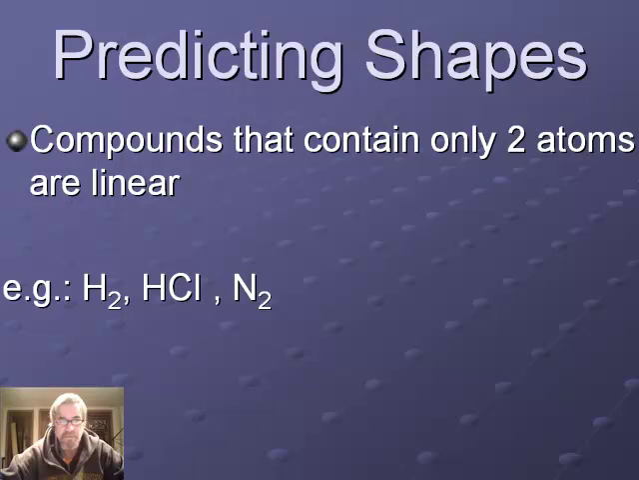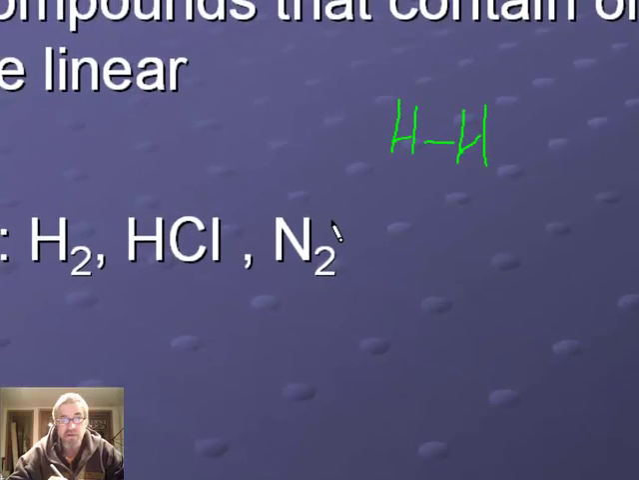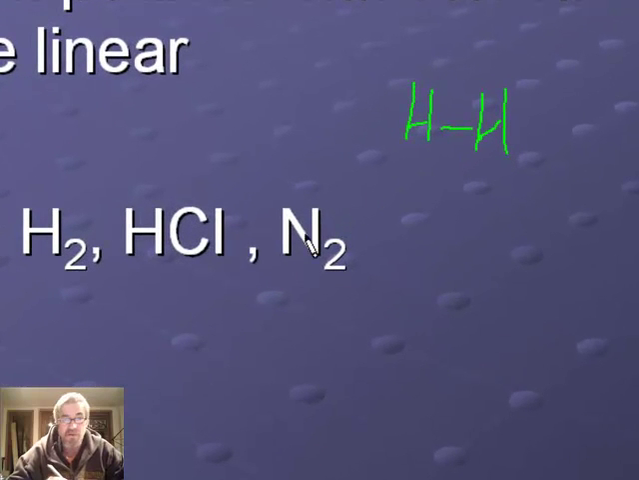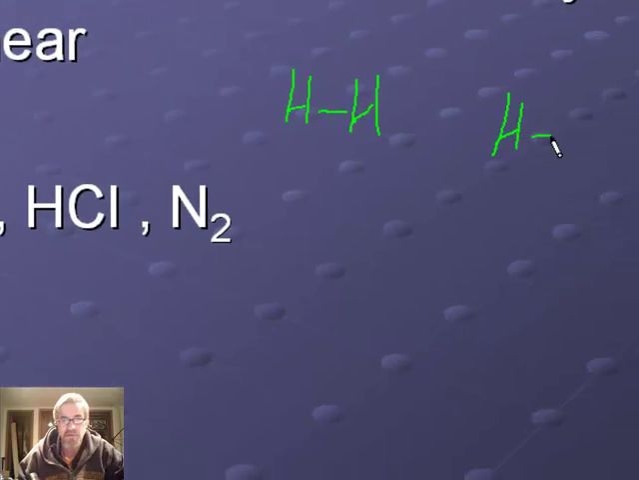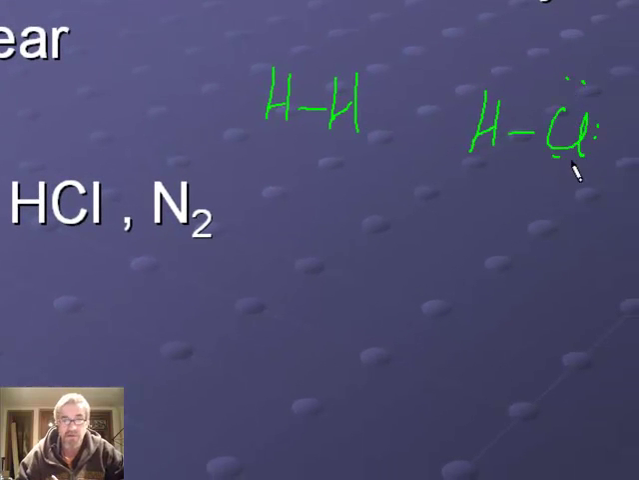There are some cases where this is really easy. Compounds that contain only 2 atoms must be a straight line. So H2, for example, there's the Lewis structure, H bonded to an H. That's got to be a linear molecule. There's got to be a straight line. Or HCl, Lewis structure looks like this, straight line. Or N2, triple bonded like that. There's only 2 atoms. In all these cases, it has to be a straight line because 2 points, or 2 atoms in this case, determine a line.